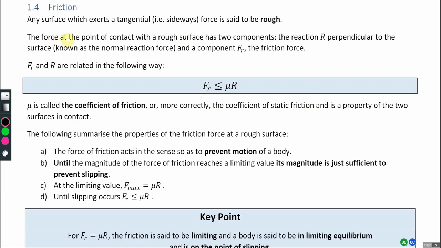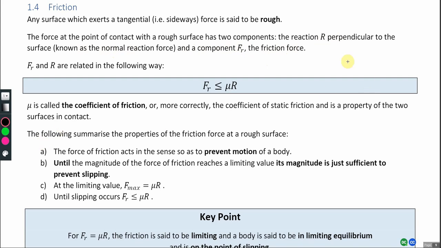The force which acts at the point of contact with a rough surface has two components. There's the reaction perpendicular to the surface, known as the normal reaction force, normal meaning perpendicular, and there's this new component that we're going to study now, the frictional force, which we use capital F subscript R to represent. Now I know it can be confusing. We've got F for friction, we've got F for force, but if you get used to this notation, capital F subscript R represents the frictional force every time.